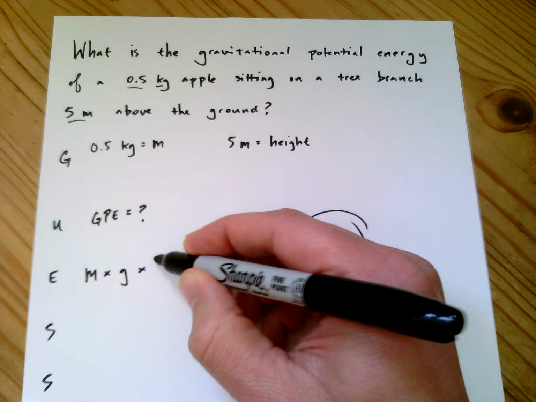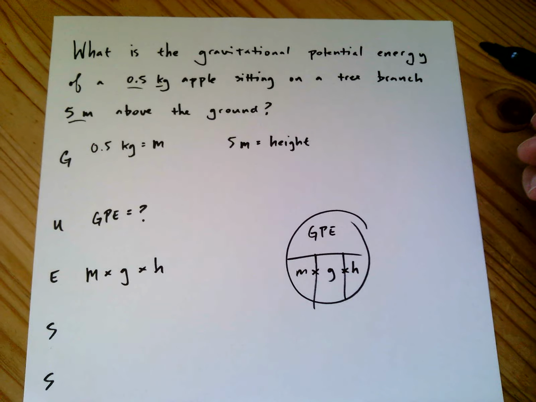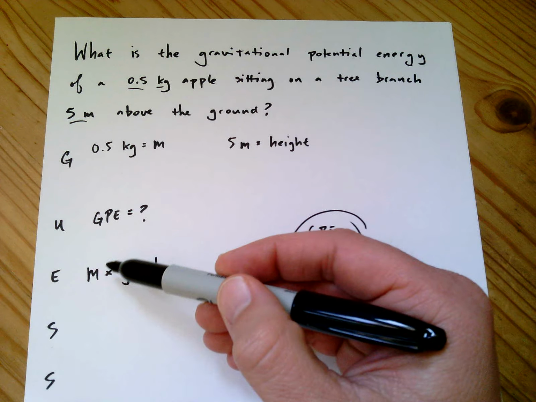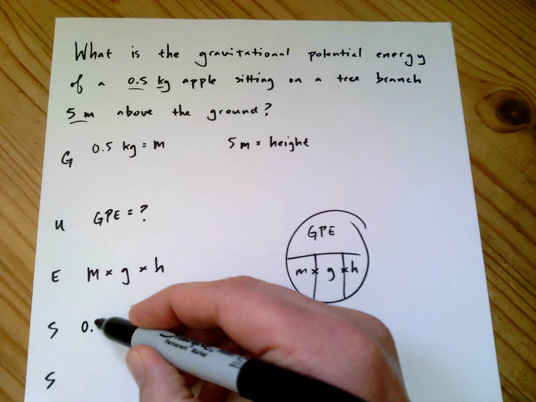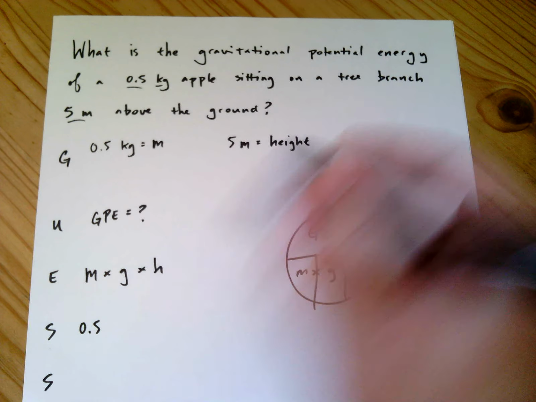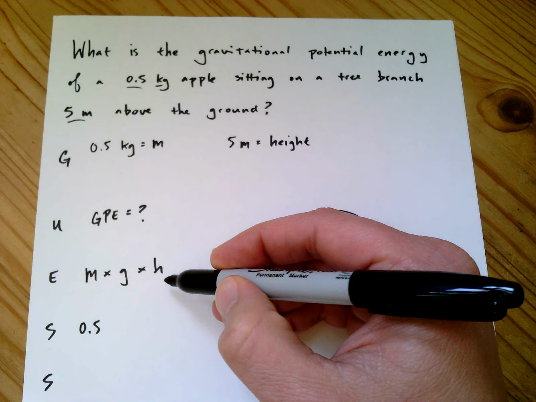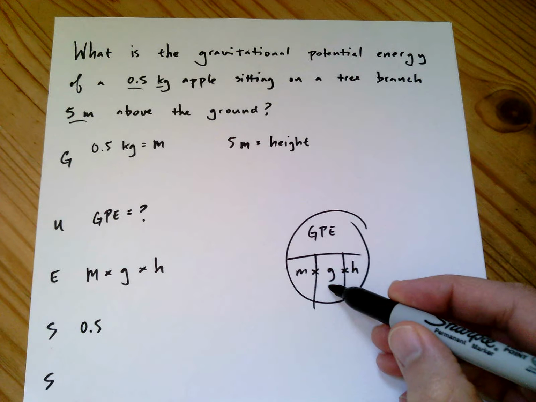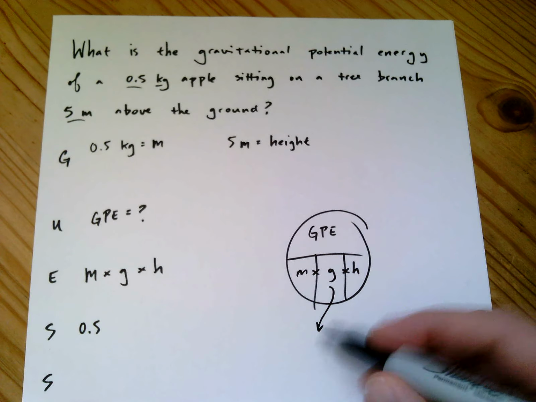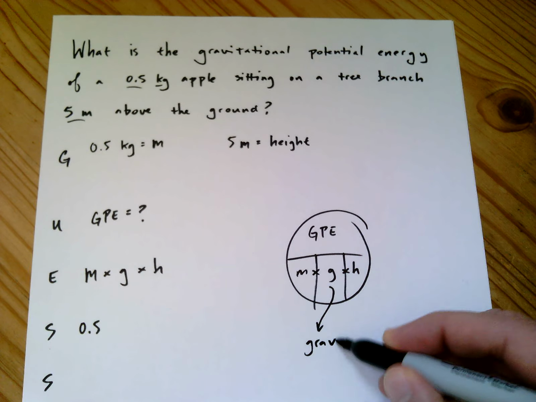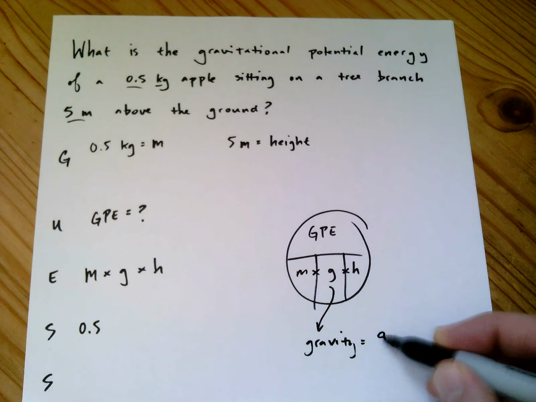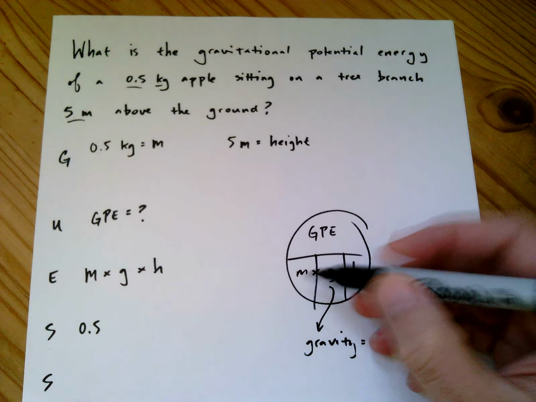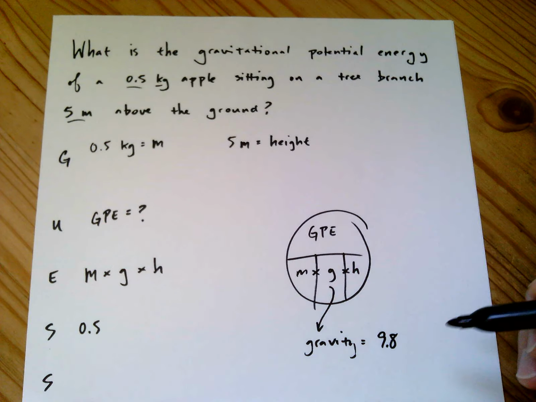But if you look, here's where we've got an issue. We've got our mass, that's our 0.5 kilograms. We've got our height, that's our 5 meters, but then the G, what does that stand for? Well, if you remember, the G stands for gravity. And that's just a constant. On Earth, that's always 9.8. So don't worry about looking that up in the problem. Whenever you see a G, that's just always a 9.8.